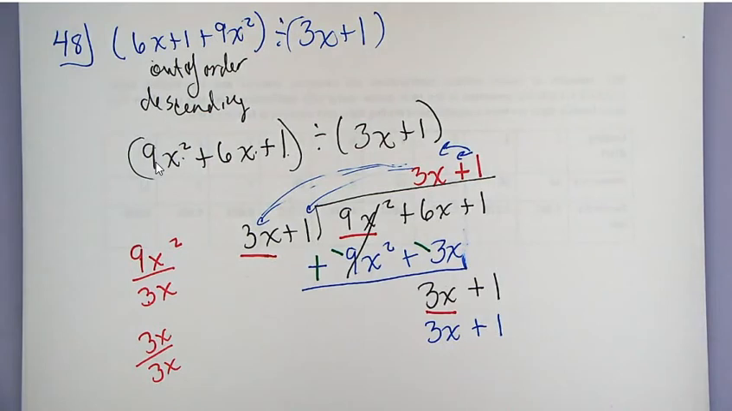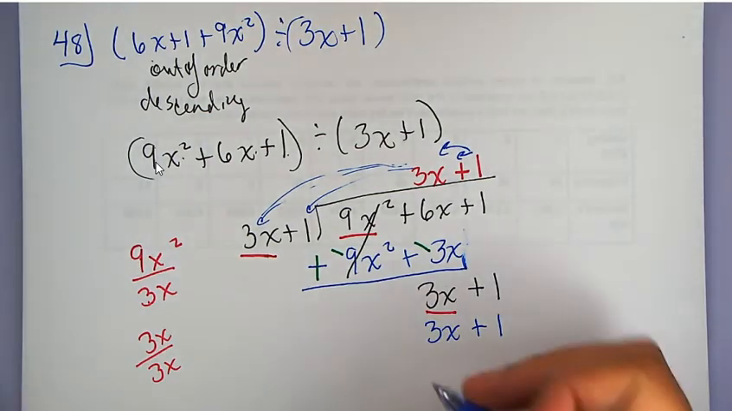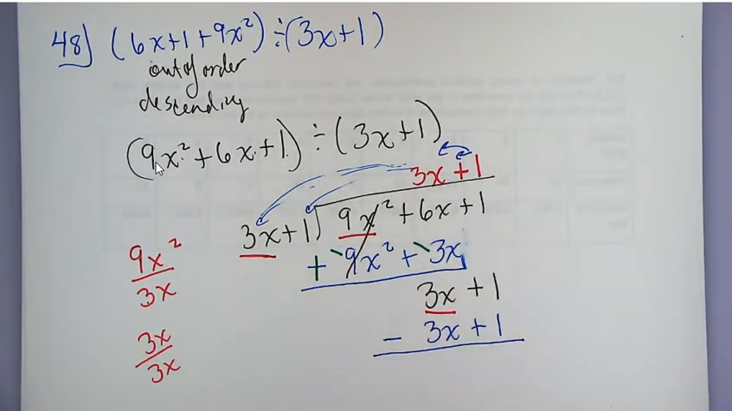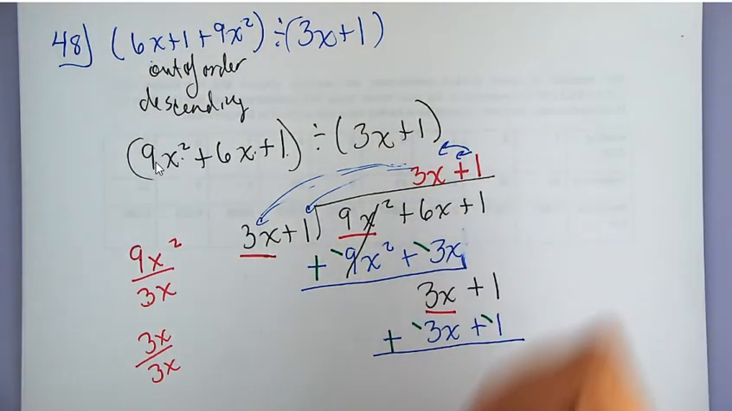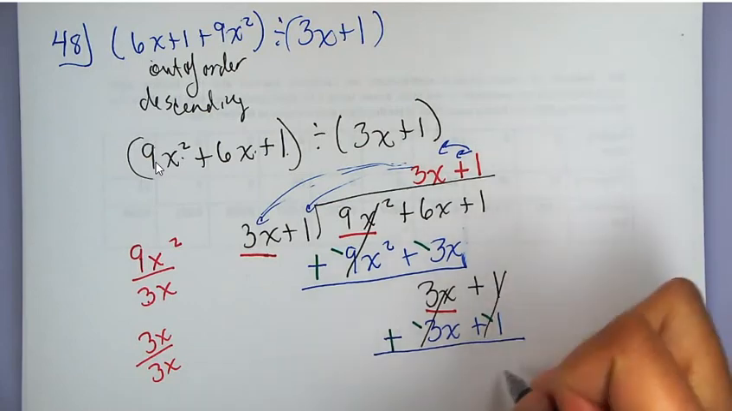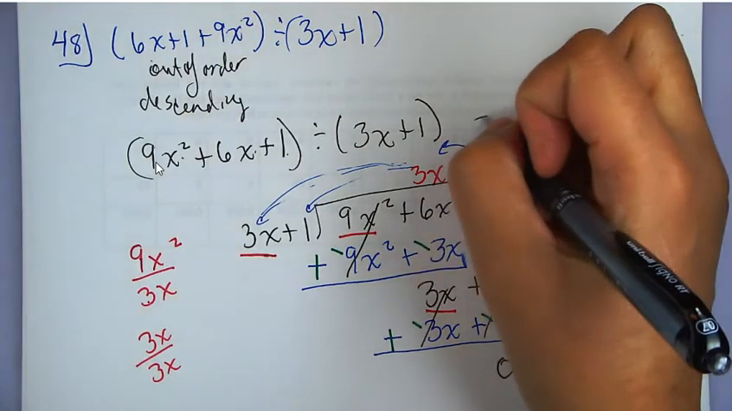Now we subtract, again remembering to change the sign of that bottom row. So this becomes a plus, this becomes a negative, and now they can cancel. My 3x cancels, my 1 cancels, I'm left with 0. So my answer is just 3x plus 1 with no remainder.